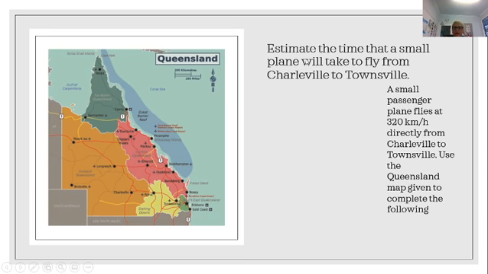Okay, and the next thing we do, estimate the time that a small plane will take to fly from Charleville to Townsville. Okay, so I put this in here again so we could remember some of the things. So we know that the distance is 770 kilometers, and we know that the speed is 320 kilometers an hour. So in order to do it, we need time, because that's what they were asking us for. Our distance was 770 and our speed was 320 kilometers an hour. So we go 770 kilometers divided by 320 kilometers per hour and we get 2.4 hours.